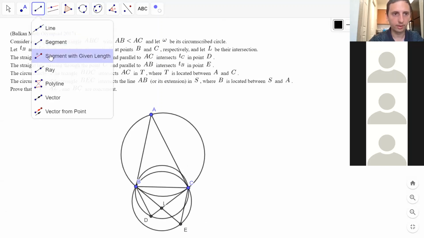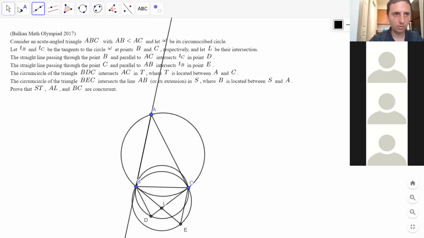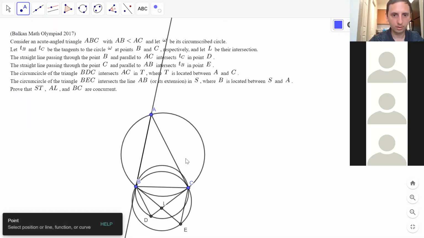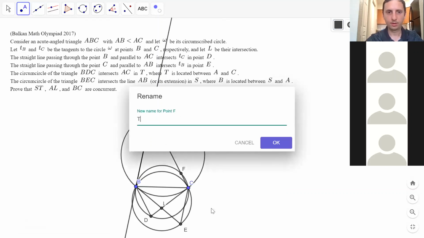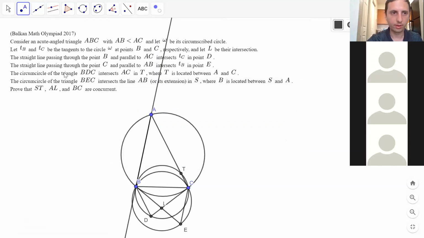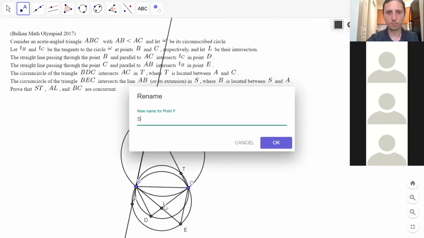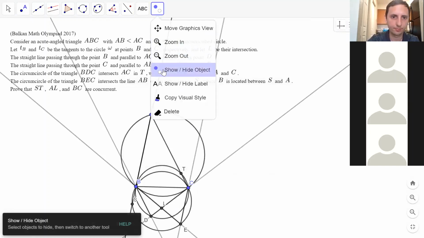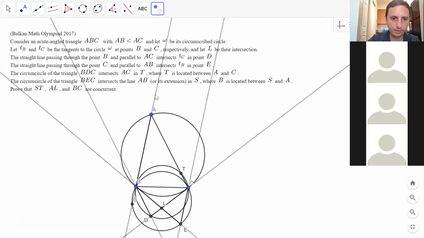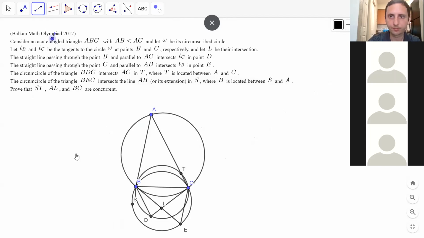Okay, so we're going to need to extend this. So we have, this is T, and that's S. Glad I drew the figure right, because it says it's an extension. Okay. We want to show ST, AL, and BC are concurrent.